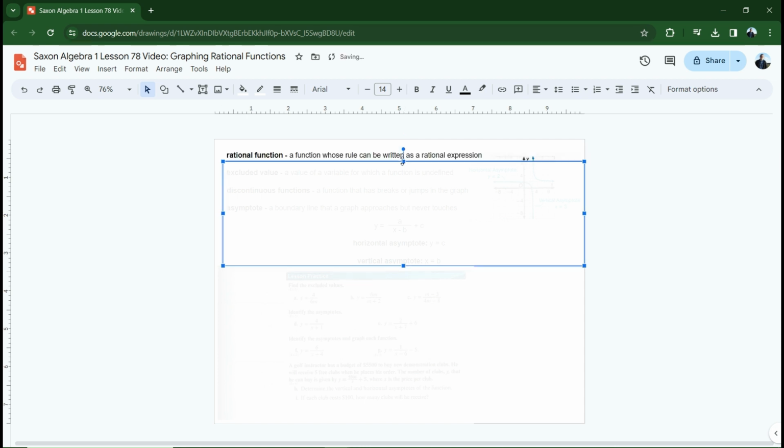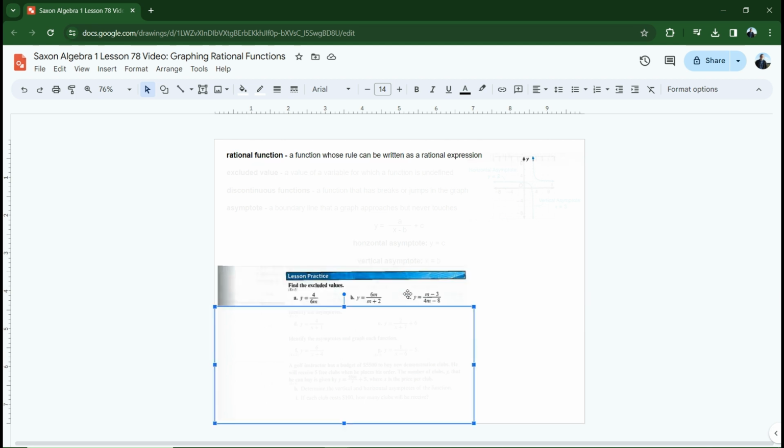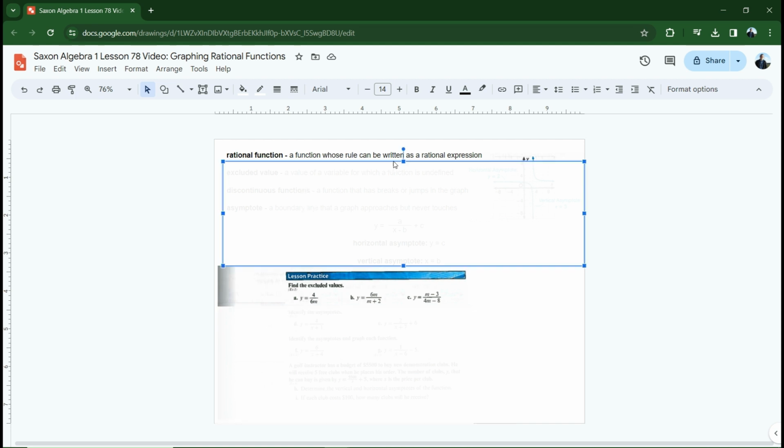A rational function is a function whose rule can be written as a rational expression. In other words, we're going to write a rational function as a fraction. Notice I have y on one side, and then on the other side, I have a variable in the denominator, and that's really what makes a rational expression. Rational expressions like this are going to have excluded values. These are values of the variable for which the function is undefined.